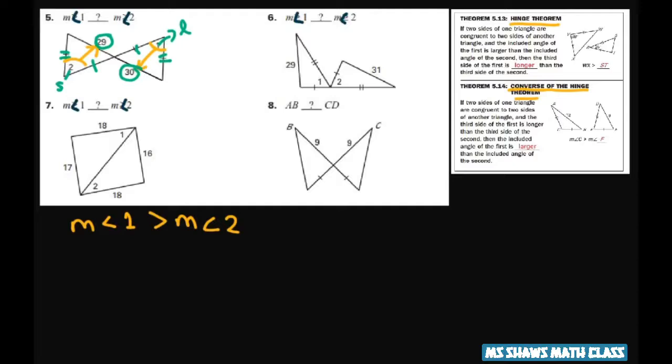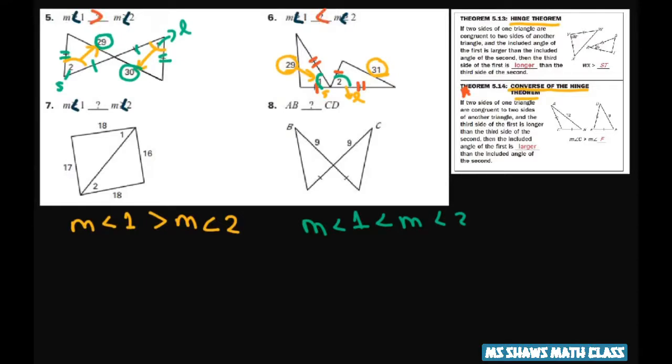Now let's try this one. Here are your congruent sides of the triangle. Again, we're using the converse. Since we have an included angle between the two sides, we're going to look at the side opposite and determine it. So since 29 is smaller than 31, the angle is going to be smaller. So angle 1 is going to be smaller and angle 2 is going to be larger. So the measure of angle 1 is going to be smaller than the measure of angle 2. So let's write this as greater and this is smaller, or less than.